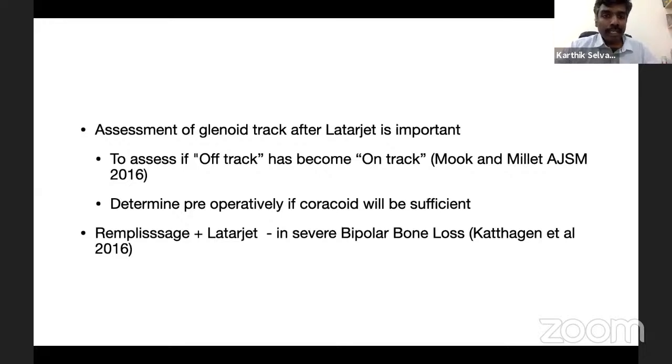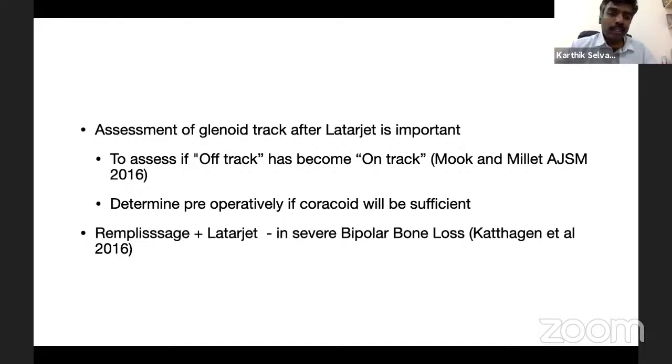Assessment of glenoid track after Latarjet. Somebody was asking this question. There is a study where they measured the coracoid dimensions and the glenoid dimensions, and they found that if the glenoid bone loss was too much, even after the Latarjet, if you have an off-track lesion, then the chance of failure was very, very high. And there are people who are doing remplissage with Latarjet in severe bipolar bone loss. You can actually do that.